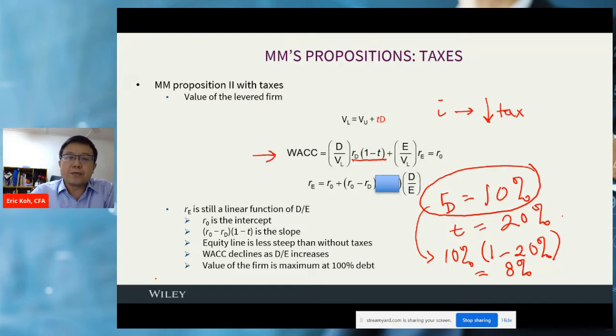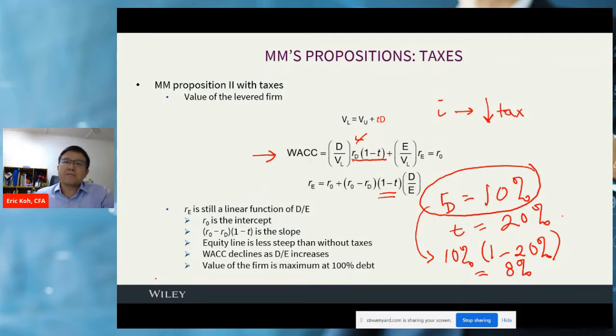Second formula on WACC. You get to reduce your WACC if you have taxes. The third item here is also no surprise. All you need to do is add on this additional term. The rest of the items in the formula is exactly the same as in the perfect capital market situation.